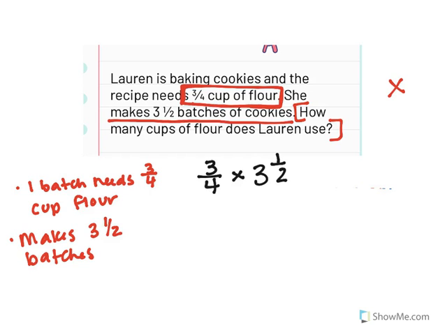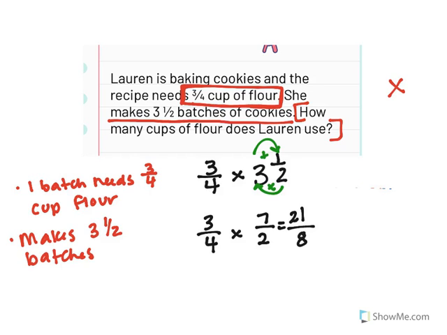So I need to take a fraction times a mixed number. 3/4 is a proper fraction, so it's fine. But 3.5 is a mixed number, and we need to convert it to an improper fraction before we multiply. 2 times 3 is 6, plus 1 is 7, so we have 7 halves. Now I can go ahead and begin multiplying. 3 times 7 is 21, and 4 times 2 is 8.